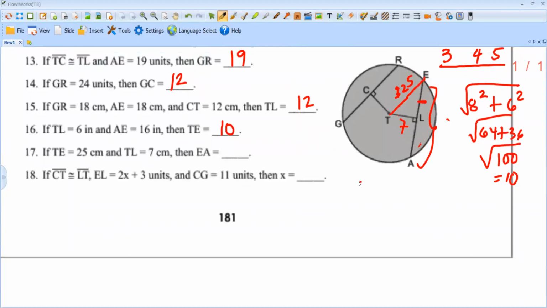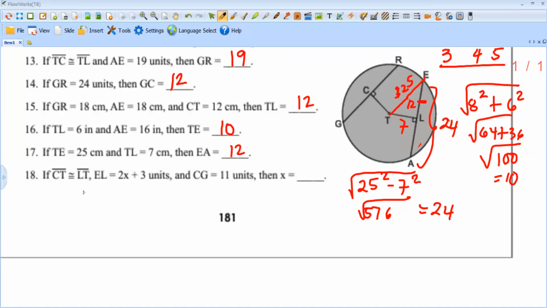So by Pythagoras theorem, 25 squared minus 7 squared. We did that already, right? What was the answer? 25 squared minus 7 squared. That's 576. Square root of that is 24. So this full side is 24, so this is 12.